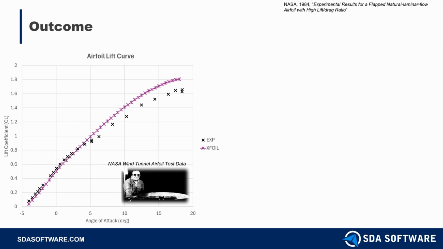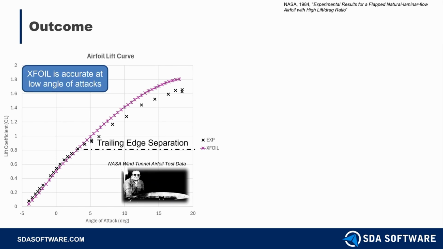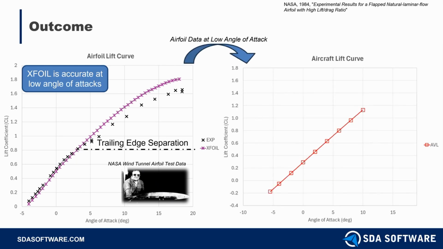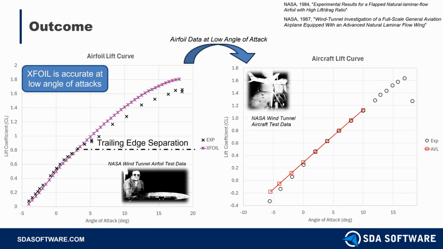We can see that XFOIL particularly here failed at capturing the trailing edge separation. We can see that the data is diverging. But on the bright side, we can see that XFOIL is actually very accurate in the low angle of attack, the linear region. And now if we import the airfoil data at the low angle of attack into AVL, we can also predict quite accurately at the low angle of attack.